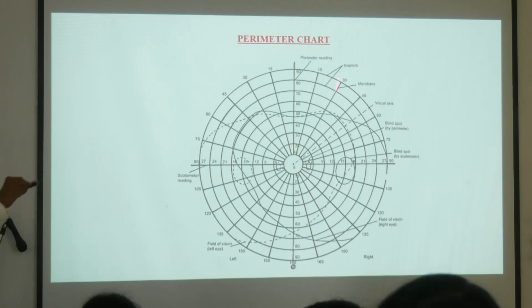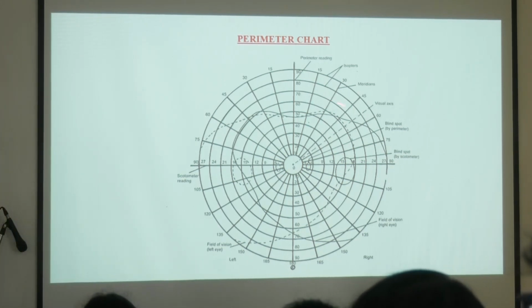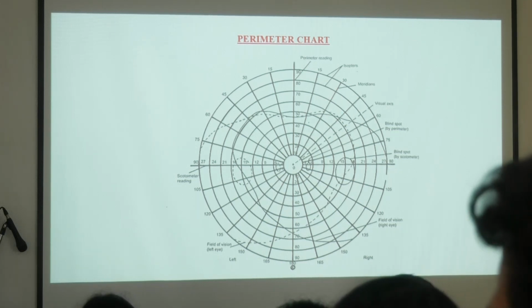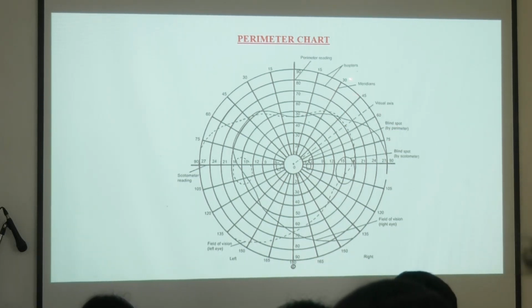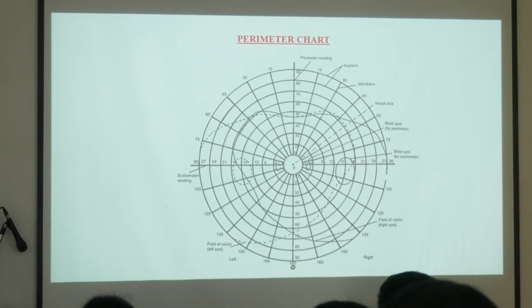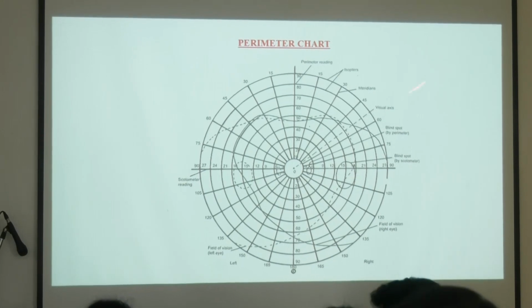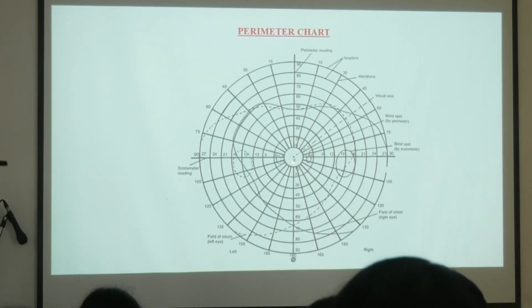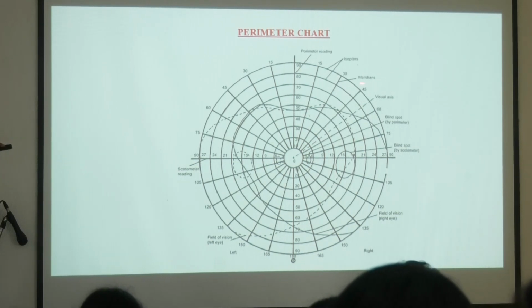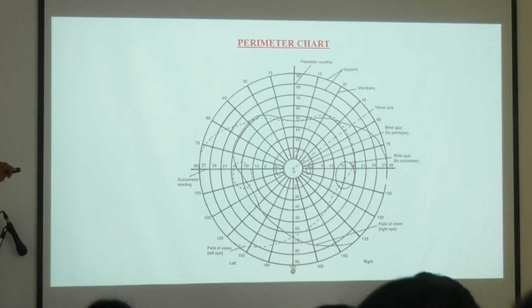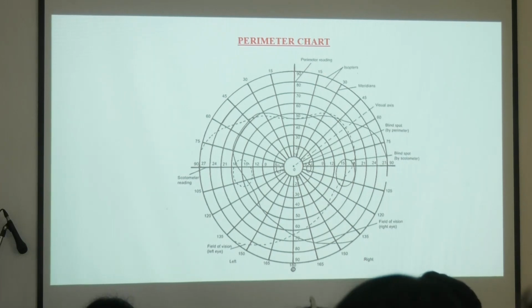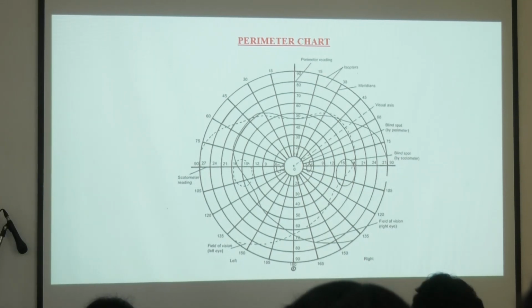Remember, these meridians are at an interval of 15 degrees. You see 75 degrees, 60, 45, 30, 15, 0 degrees. Again this side 15, 30, 45, and downwards from 90, 105, 120, 135 in this way. This is 180 degrees and this is 90 degrees. So the circles are isopters and the radii are called meridians. Remember this. This is a frequently asked question. Next.